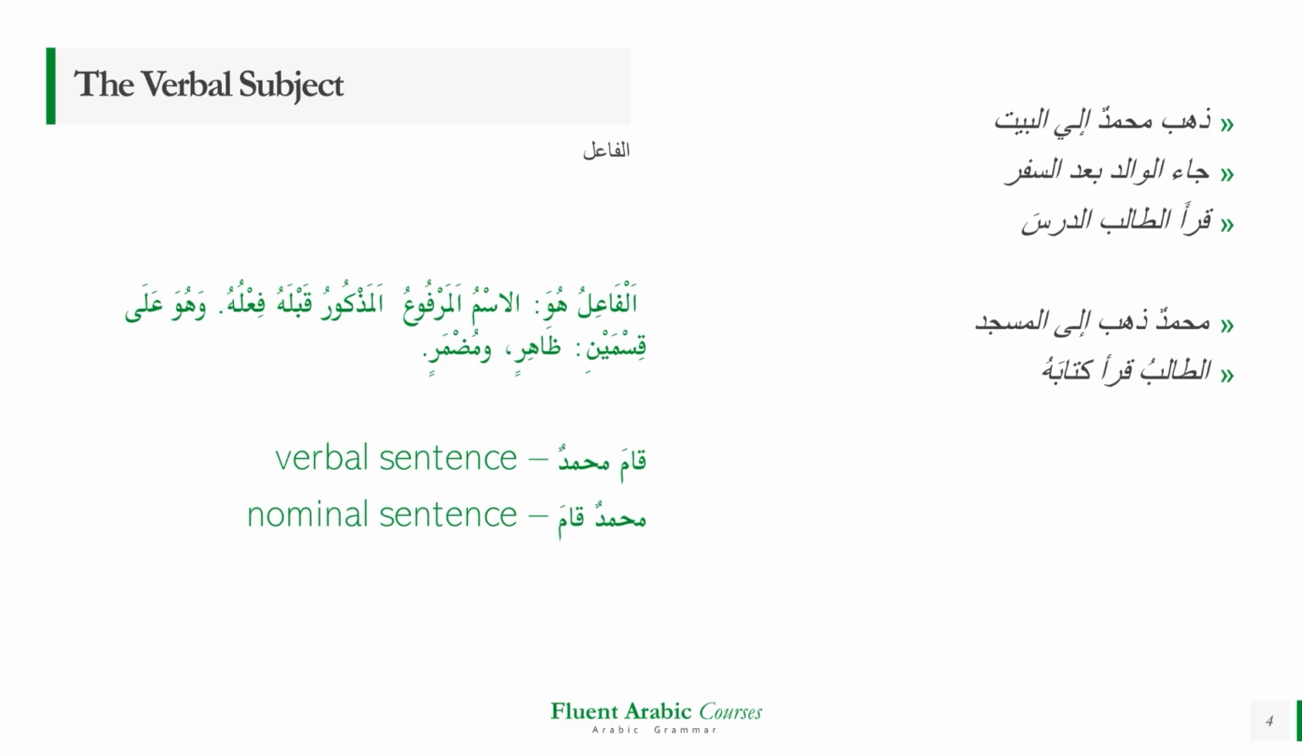So this is something very simple. If the sentence starts with a verb, then the subject of that sentence is known as the fa'il. And the fa'il is always in the state of rafa. Now Ibn Ajrum says, وَهُوَ عَلَى قِسْمَيْنِ ظَاهِرٍ وَمُضْمِرٍ. The verbal sentence is divided into two types: the dhahir, the apparent subject, and the mudmar.